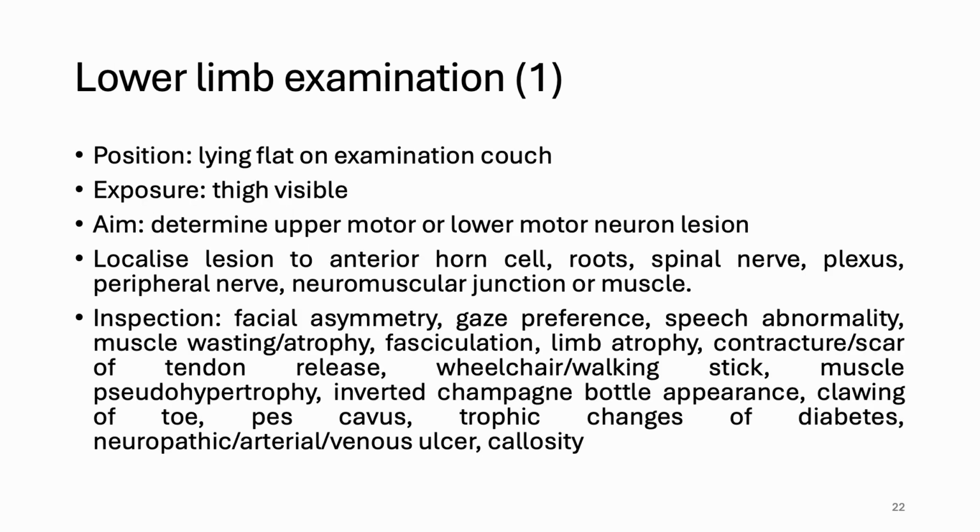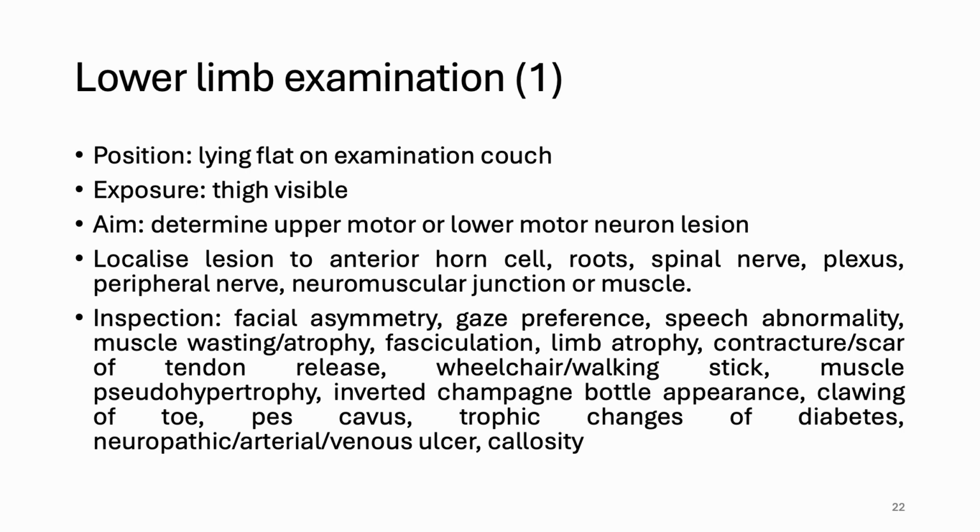The last section of this lecture will be the examination of the lower limb. Of course, this is the examination of both central and peripheral nervous system as explained previously. You should position the patient lying flat on an examination couch. The exposure should make the thigh visible. The aim is to detect upper or lower motor neuron abnormalities. You would localize the lesions to the long tract in the spinal cord, the anterior horn cell, roots, spinal nerve, plexus, peripheral nerve, neuromuscular junctions, or muscles.